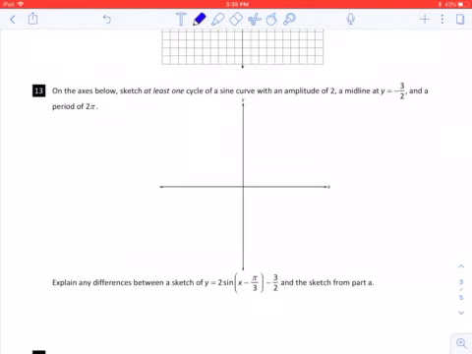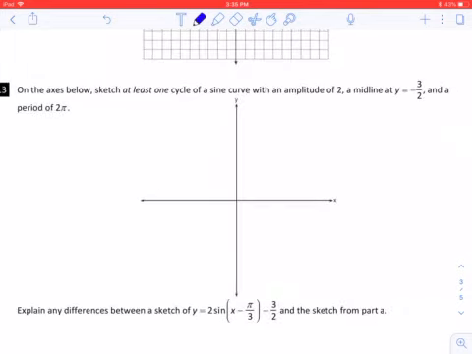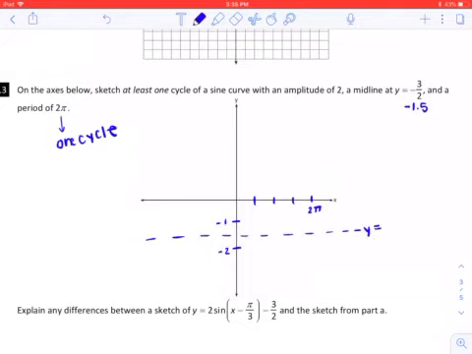On the axes below, sketch at least one cycle of a sine curve with an amplitude of 2, a midline at y equals -3/2, and a period of 2 pi. So the period of 2 pi tells you where your last tick mark should end. That tells you how long it takes for one cycle. So I have 1, 2, 3, 4. That's 2 pi. My midline is -3/2. Well, that's -1.5. So if this is -1 and this is -2, my midline is going to be right in the middle. y equals -1.5.